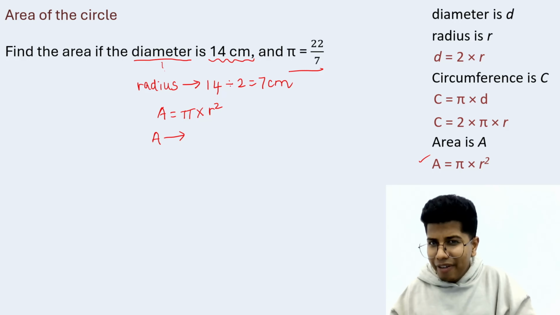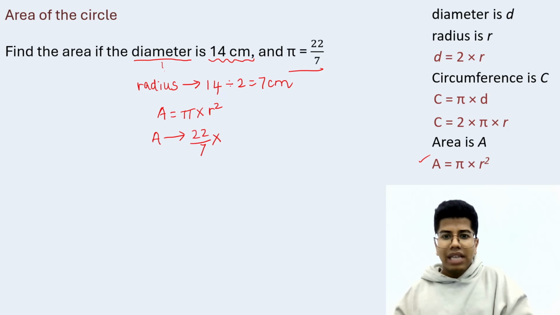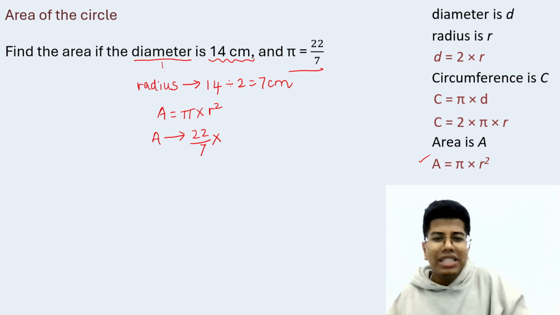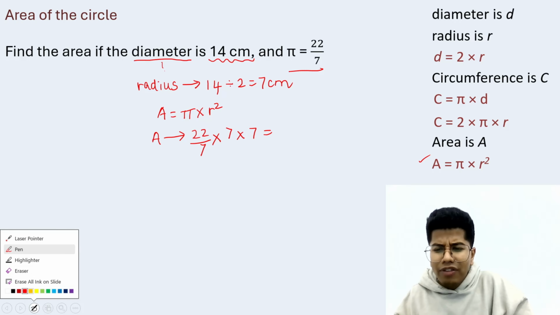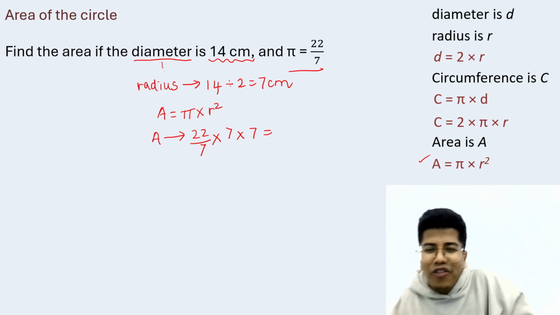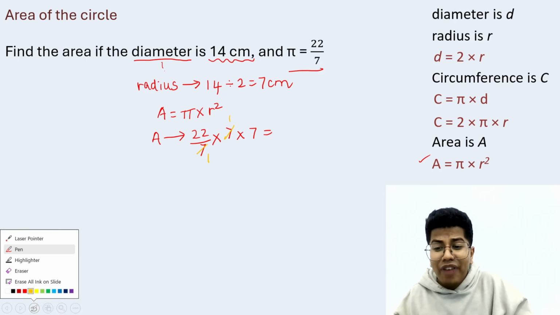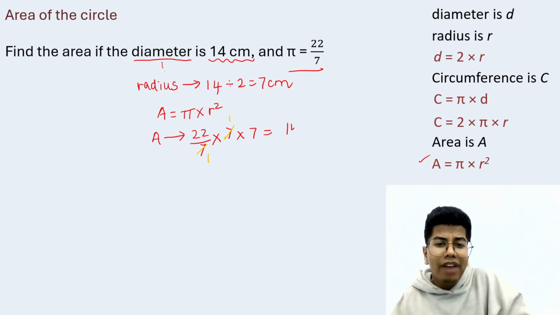Is the value given? Of course, yes. It's just 22 over 7 times radius square. Radius square means radius times radius, which is nothing but 7 times 7. Can I simplify any of the values that are present here? Of course, it's just 7 ones are and 7 ones are. So here if I try to find out the final answer for the area, 22 times 7, which is nothing but 154 centimeter square.